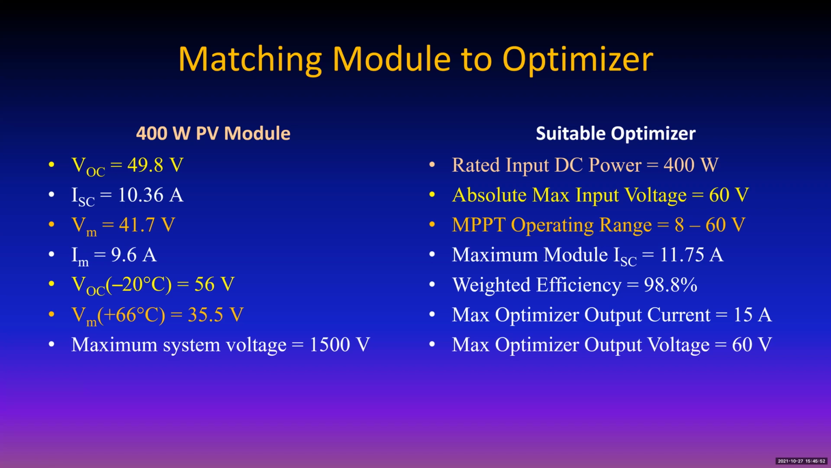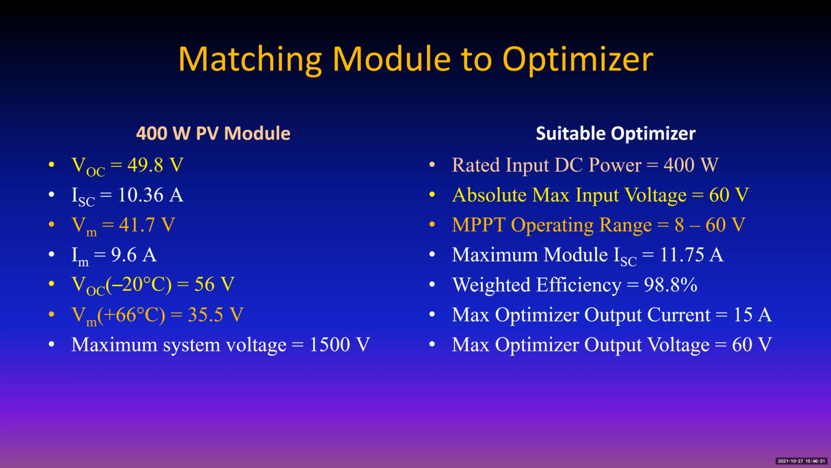Absolute maximum input voltage is 60. That would be the open circuit voltage at minus 20 degrees C, the yellow one there, and that's 56, so that's okay. Maximum power point tracking operating range 8 to 60 volts. Well, that certainly fits 41.7 to 35.5. The maximum module short circuit current is 11.75, and the module short circuit current max is 10.36, so we're good there.